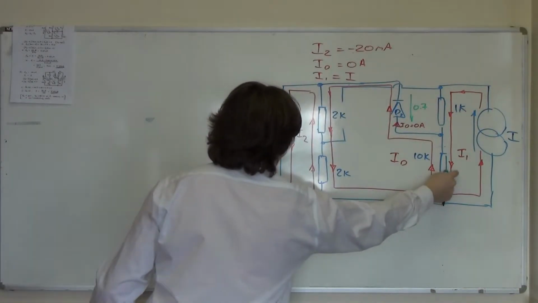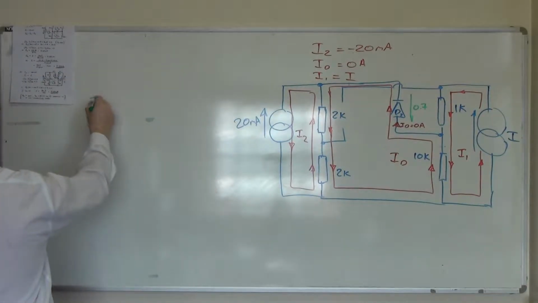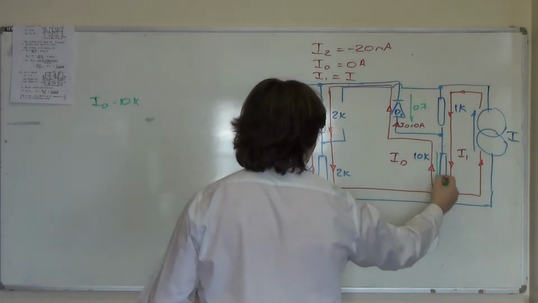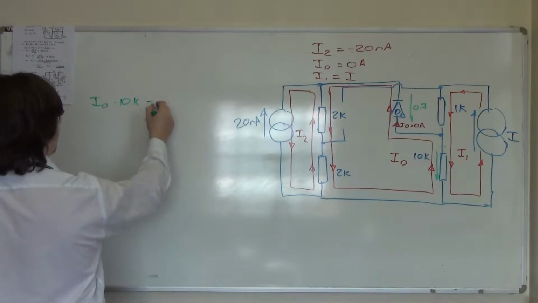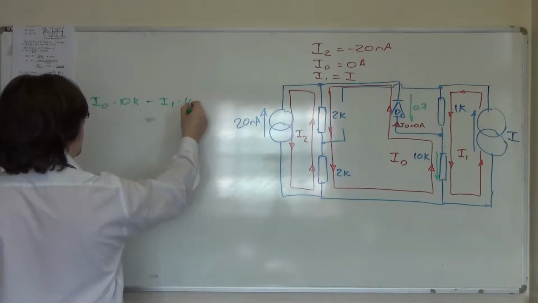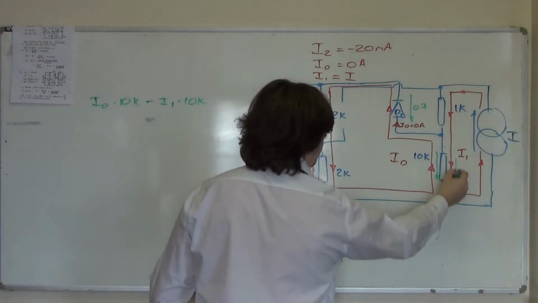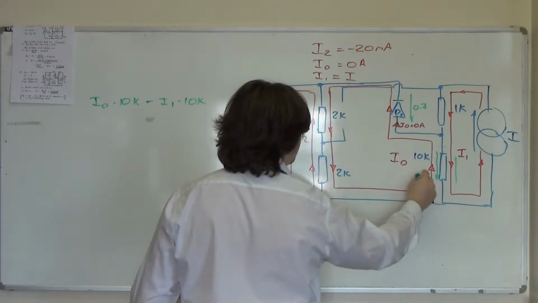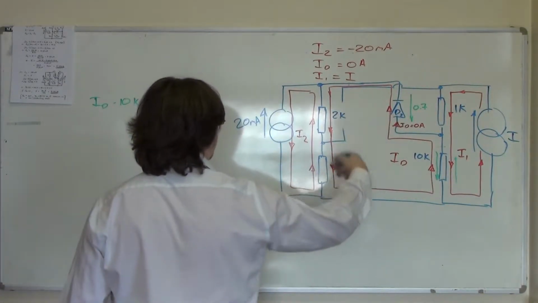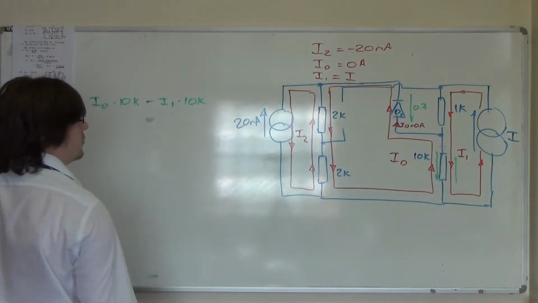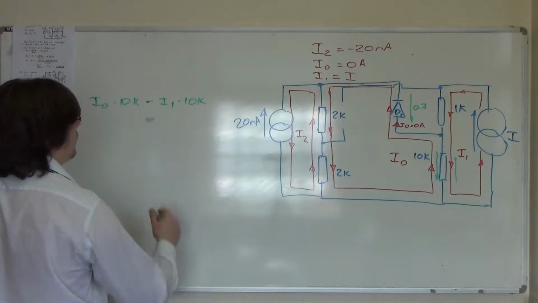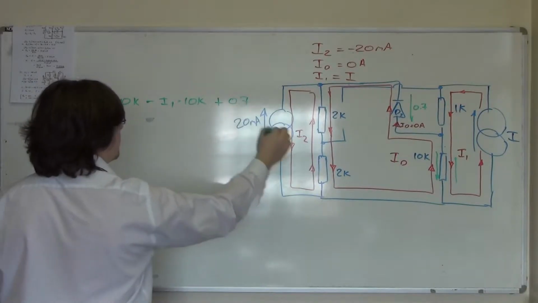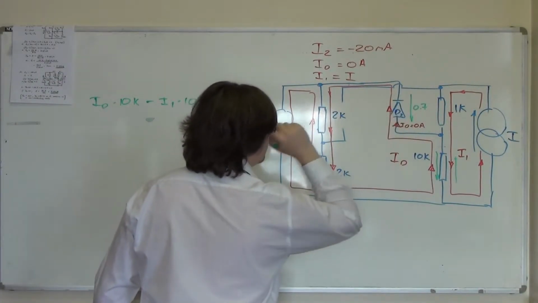Starting with the ID and the I1 and the 10K, we'll have ID times 10K, which gives us this voltage here, minus I1 times 10K, which is that voltage there, which is these two subtracting from each other. So this one I'm calling positive because I'm worried about ID, or the current in this loop. So minus I1 times 10K, and then plus 0.7, because we've got the voltage source here. You can put a battery in there if you want to.